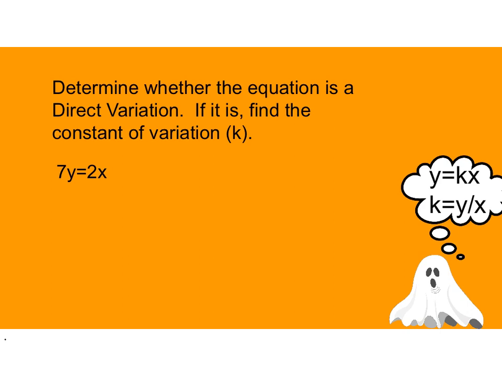So let's solve for y to see if we can find a direct variation. So we are going to divide by 7. That's going to cancel out, and we're going to get y equals 2/7 x. Notice the form that this equation has developed into. y equals k times x, with our k being 2/7. Therefore, it is a direct variation. Yay!